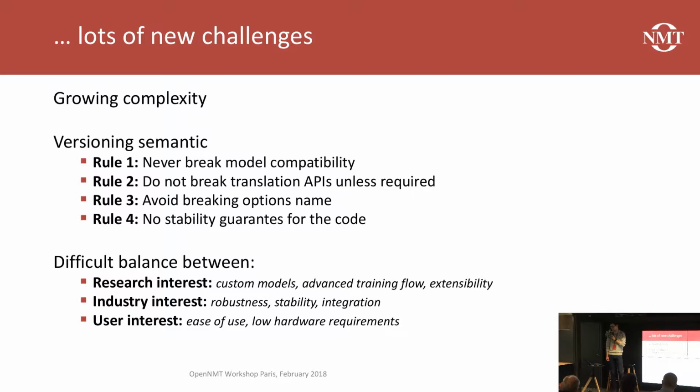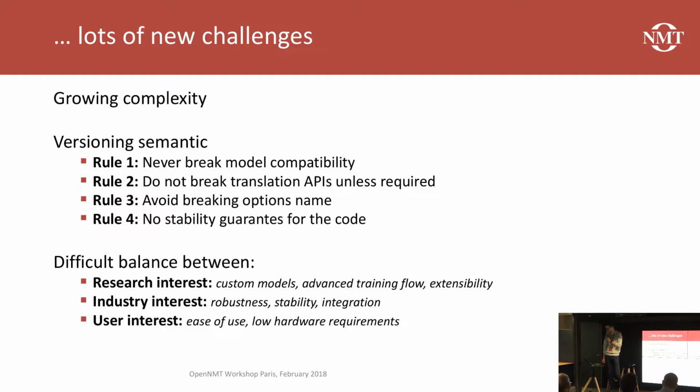The first one is to never break model compatibility. And I think that's a huge part of OpenMT, is that, for example, you train a model with the version 0.2, and it is still working today. So you can start building lots of models and keep them around and keep serving them, for example, in your company or to your users.